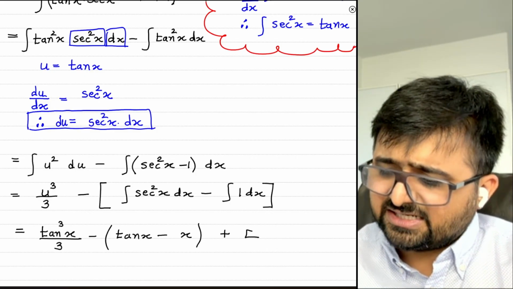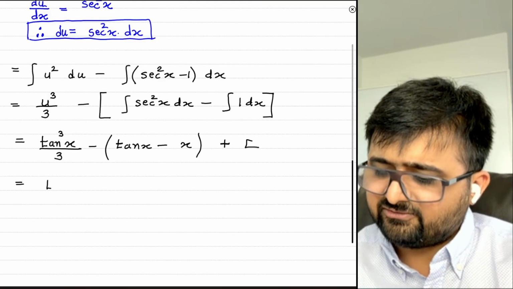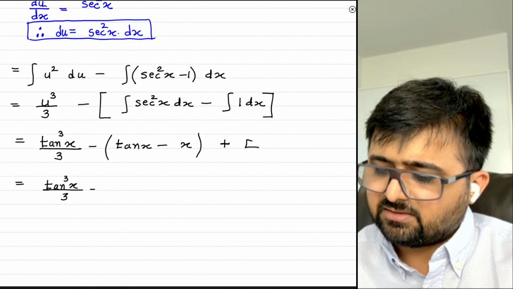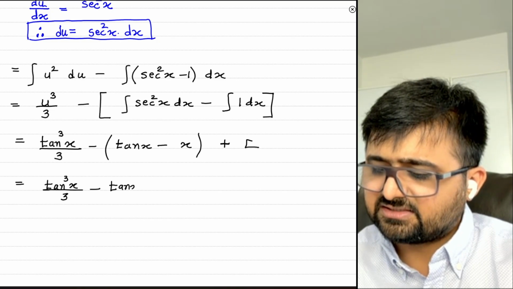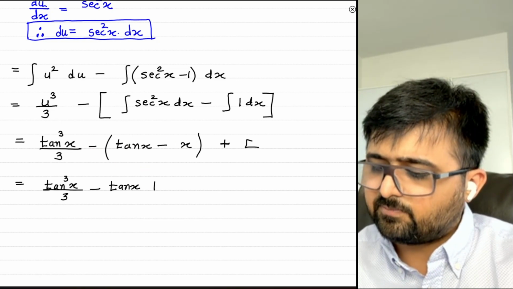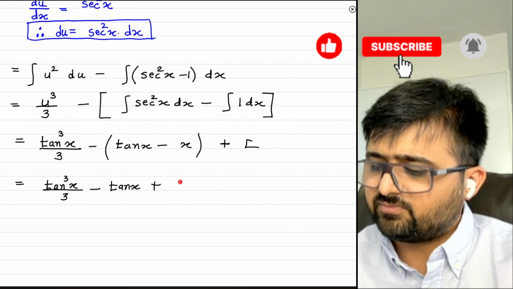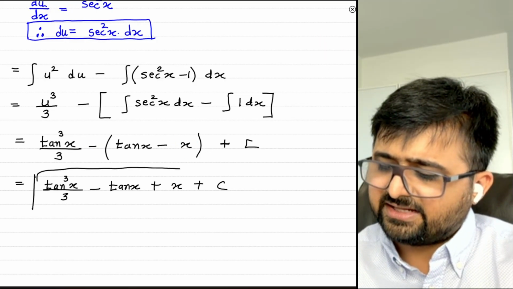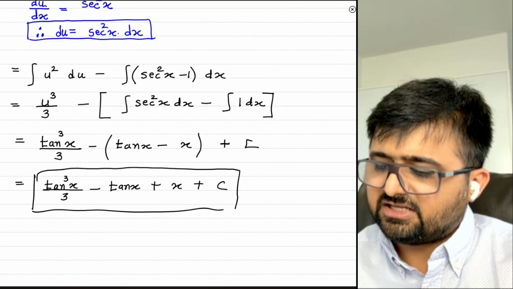We can just clean it up a little bit and say we have tan cube x divided by 3 minus tan x. So give that minus to both of those terms. So minus tan x plus, this negative and this negative will become positive, x plus the constant of integration c, and this is your final result.